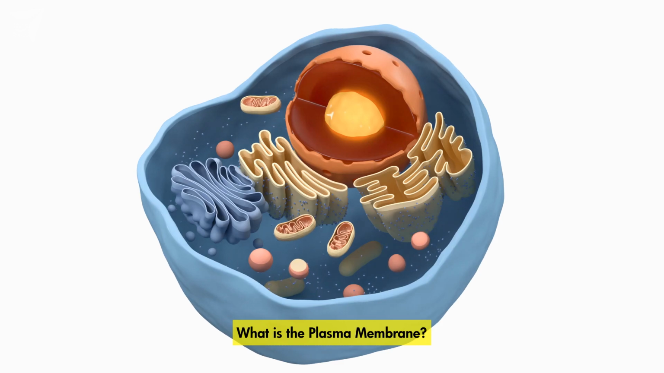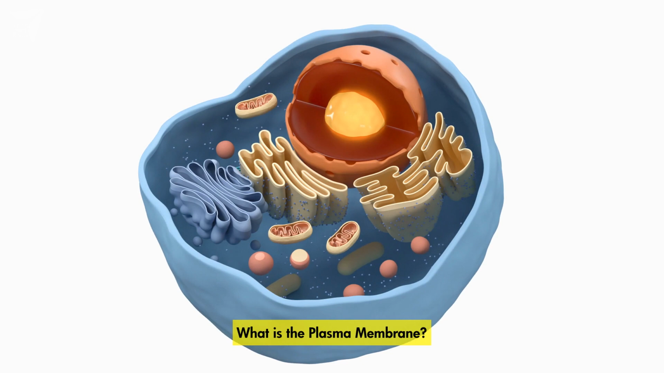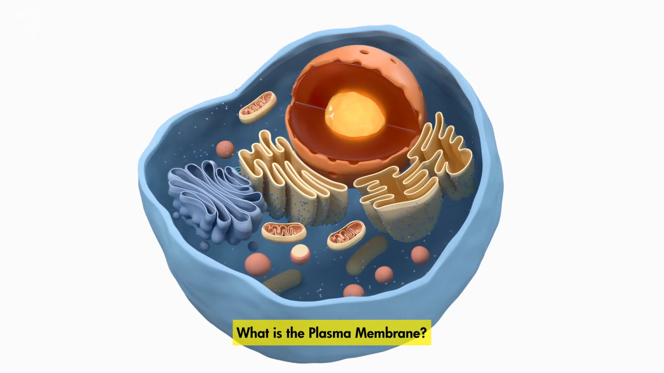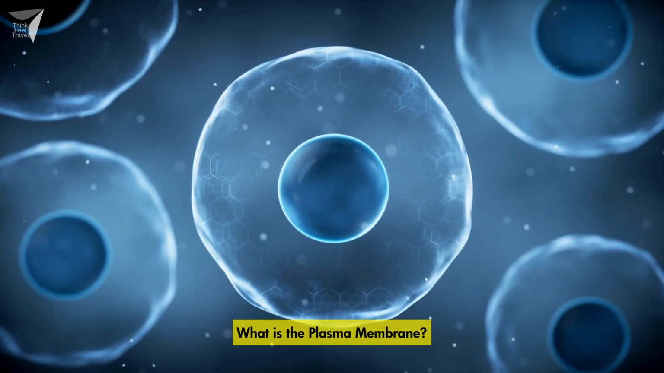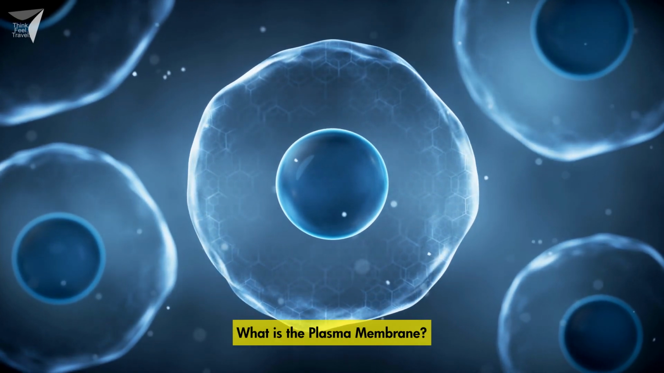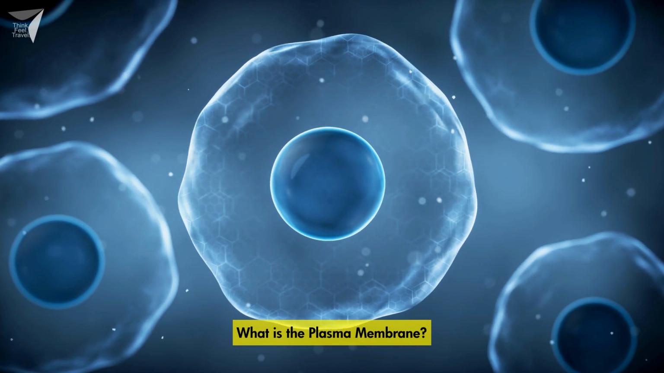The plasma membrane, often referred to as the cell membrane, is a biological membrane that separates the interior of all cells from the outside environment. It is the outermost layer of the cell in most organisms and is involved in a variety of cellular processes such as cell communication and the transportation of molecules in and out of the cell.